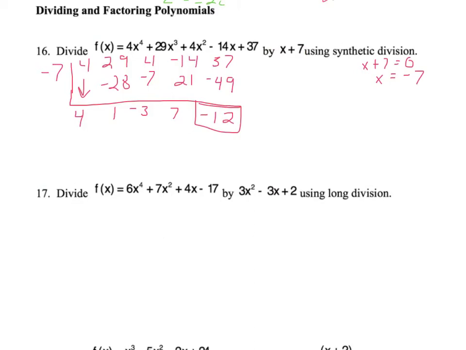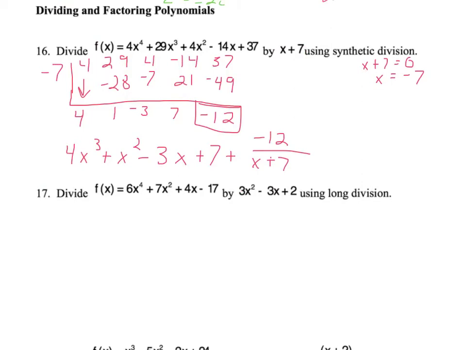So now for my final answer, I'm going to write all of my coefficients into a polynomial. So I have 4x cubed plus x squared minus 3x plus 7. And since negative 12 is my remainder, I'm going to do a plus negative 12 over what I was originally dividing by, which is x plus 7.